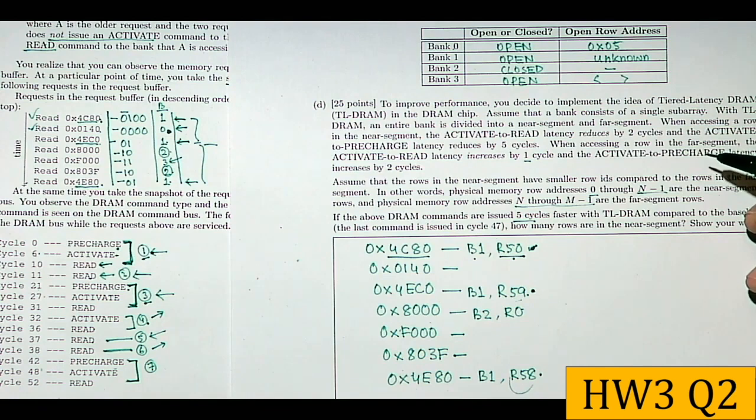So then it will be mentioned clearly what. So if you're pre-charging a near segment and then activating a fast segment, all combinations like that. Make sense? Exactly. All those combinations will be there. Make sense? Okay. Now let's move on.